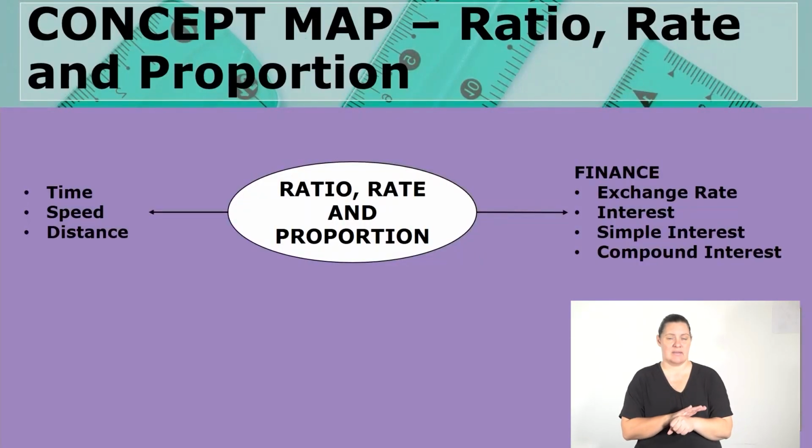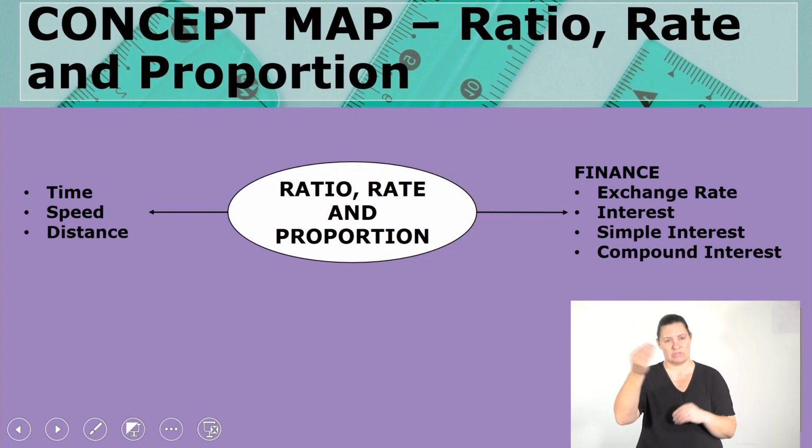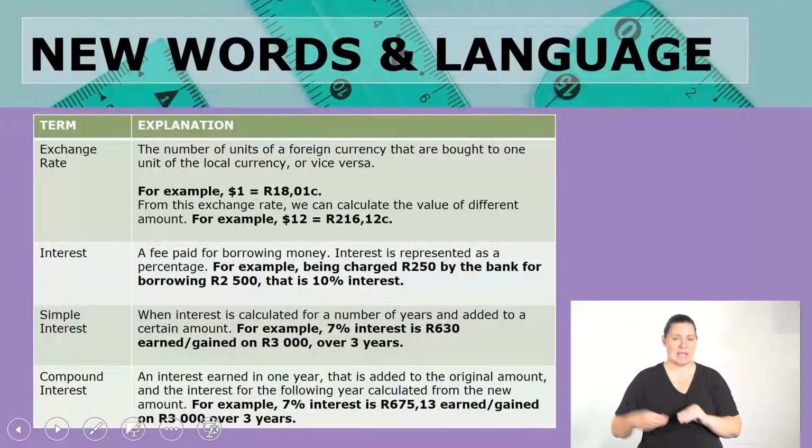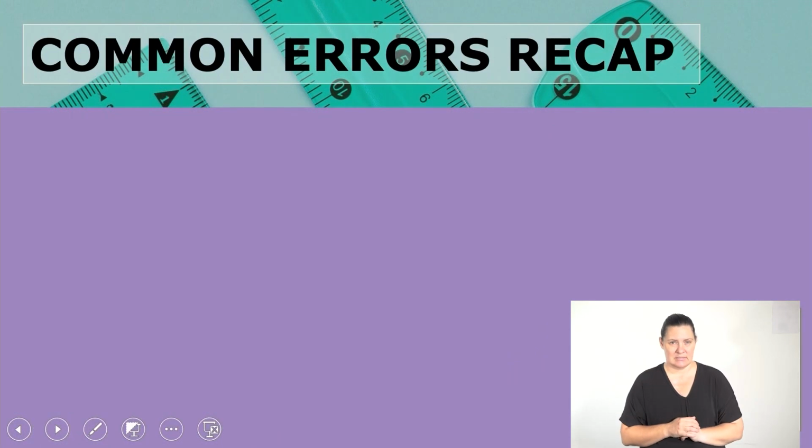So let's wrap up. During this lesson, we covered ratio, rate, and proportion. Remember, we looked at time, speed, and distance. We also looked at finance, where we looked at exchange rate, interest, which is the simple interest, and the compound interest. We also looked at the new words for this lesson, and that was direct proportion, indirect proportion, distance, time, speed, exchange rate, interest, simple interest, and compound interest.